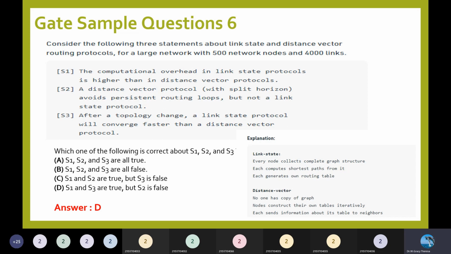And this is because it is a property of the link state routing protocol. That is why it is found that these particular 2 statements are true, and this particular statement is false, based on the properties of link state as well as distance vector routing protocol.